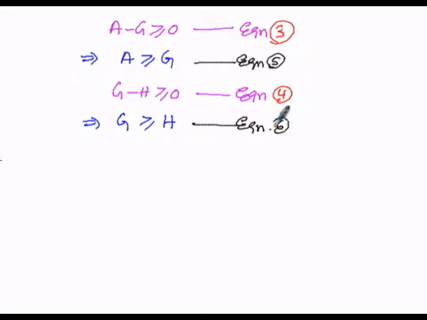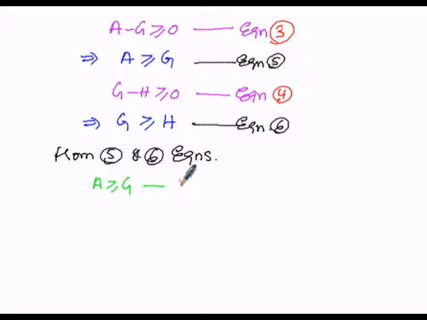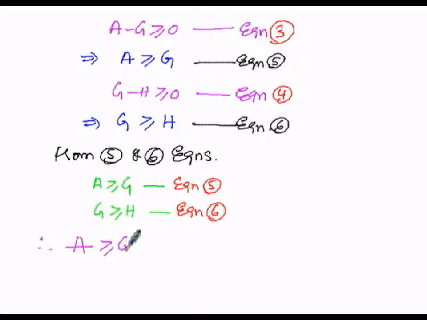So from equations 5 and 6, that is a greater than or equal to g is the fifth equation, and the sixth equation is g greater than or equal to h. From these two equations we can write that a is greater than or equal to g, but this g is again greater than or equal to h. Hence a is greater than or equal to g greater than or equal to h.